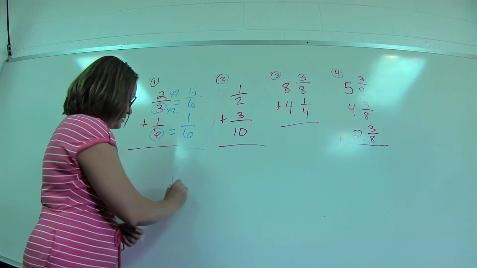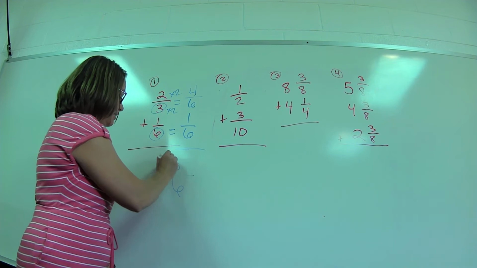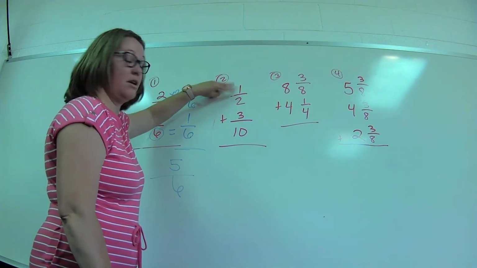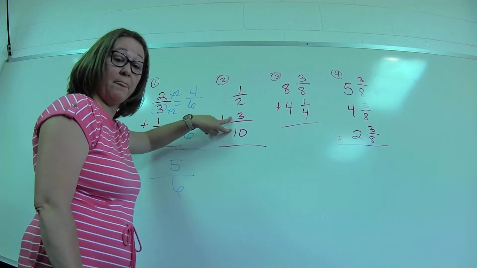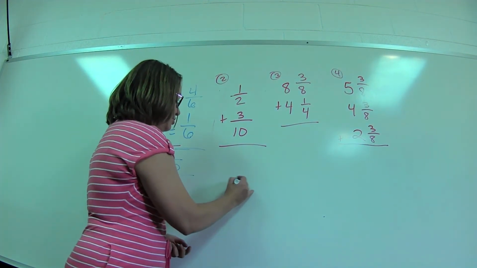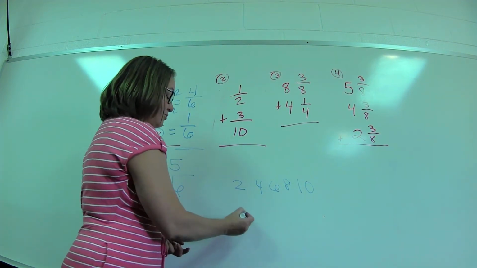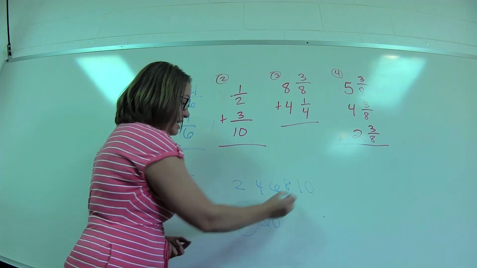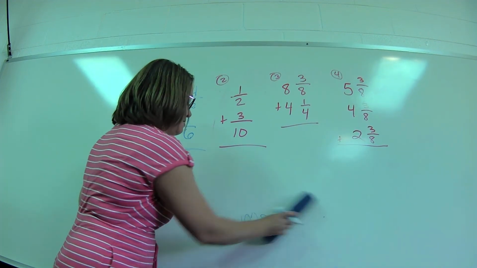My denominator is 6. I add 4 plus 1. That's right, you get 5. Here I have 1/2 plus 3/10. Do you know a common multiple that we want to use? You could do 2, 4, 6, 8, 10, multiples of 2, multiples of 10, 10, 20. Well, looky here, 10 is our least common multiple.